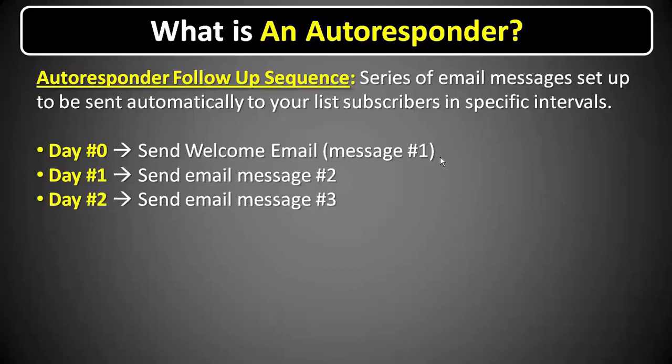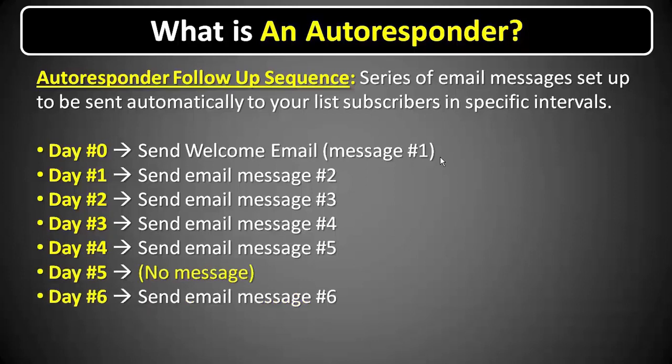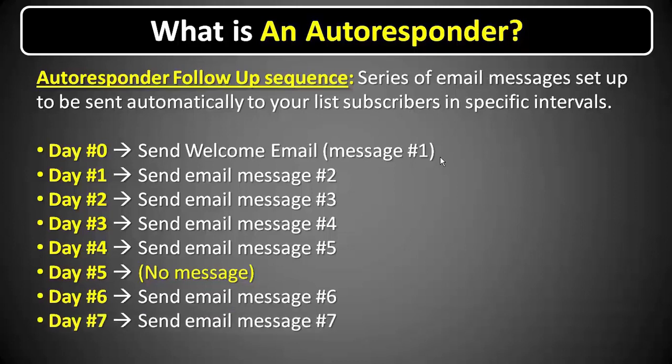Another 24 hours later, that's day 2, will send them message number 3, and so on. Day 3 will send them message number 4. Day 4 will send them message number 5. And in some days, you can set it up to send no messages. For example, in day 5, no messages. Day 6, you can send them another message, which can be message number 6. Day number 7, and so on. You'll be able to set up unlimited number of email follow-up sequence.